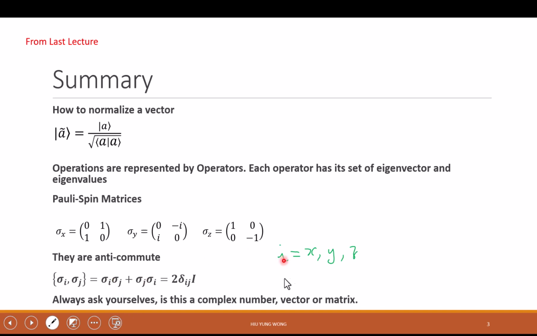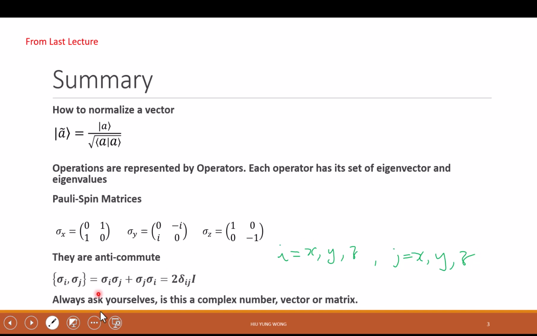Now here i means x, y, or z. So sigma i, sigma j just says that the first one has the index i, the second one has index j. But they can take any value, right? Not just i, j can also be x, y, or z. You can take any combination of them, okay?